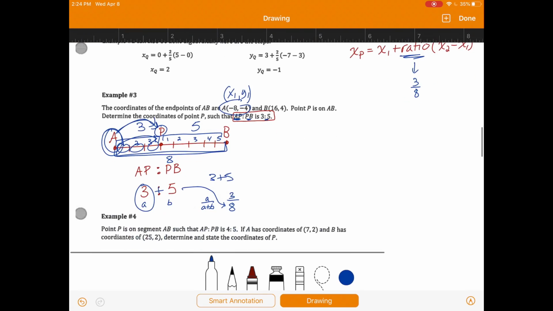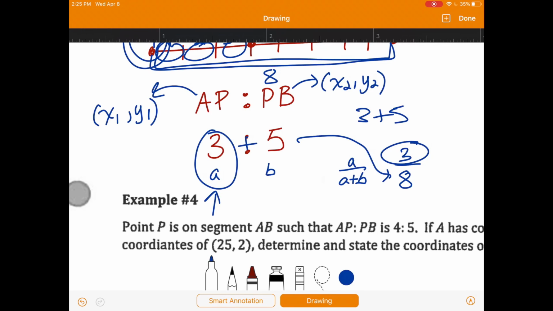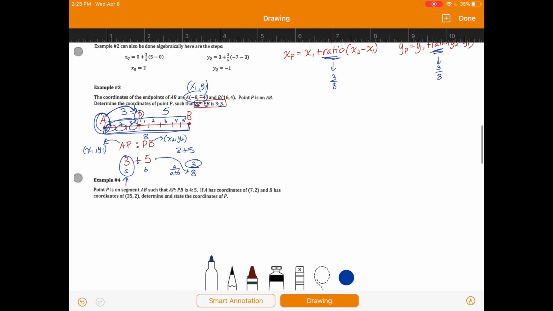Okay, and my trick for that is that since we're always going to use the number on the left as our top number here, we're always going to make the letter on the left x1, y1, which makes the other side always x2, y2. So our points A as -8, -4, and B 16, 4 are going to be x1, y1, and x2, y2. And you could take all that and plug it into those equations up there.